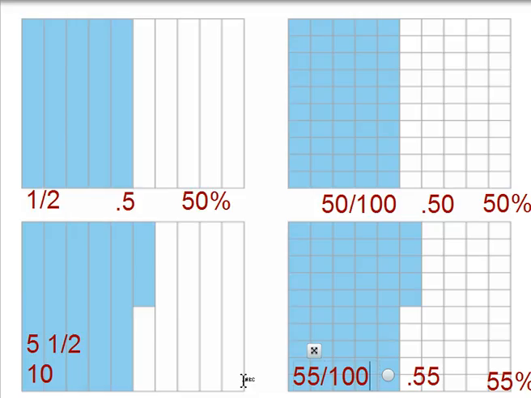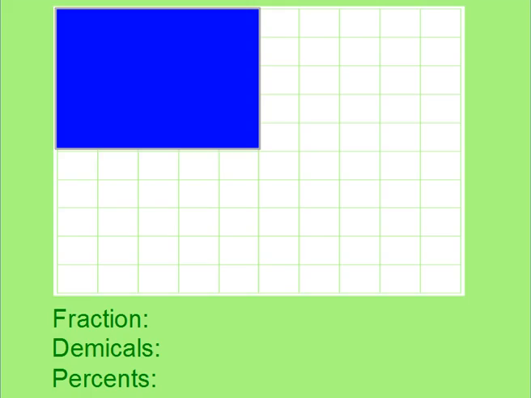If not, talk with me or your partner, have a discussion with your partner. Because now we're going to be moving on to page 2, and you need to fill that in with your partner as far as what fraction is it, what decimal is it, and what percent is it. And they will all be equivalent.